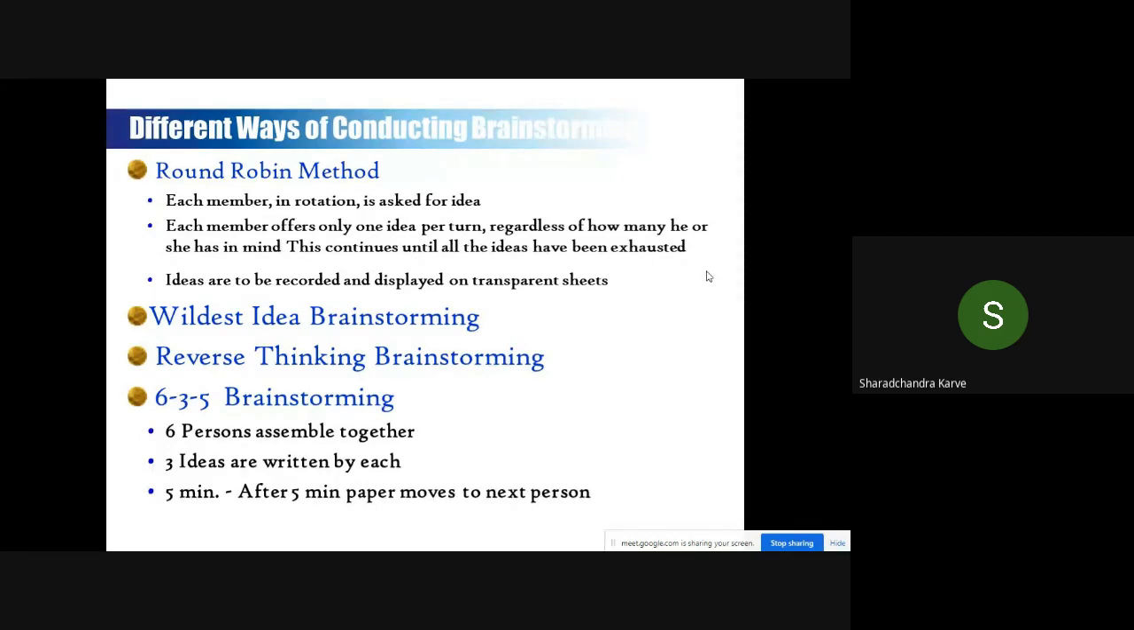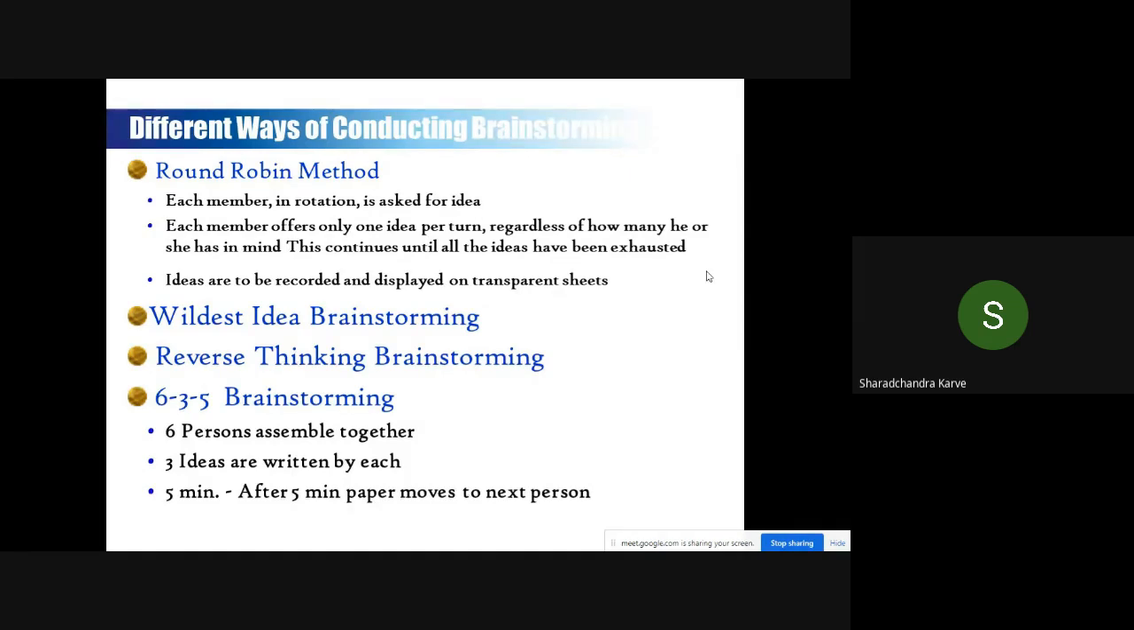So what can be the worst thing, or what can be reverse thinking, and then find out what the different solutions on that are. This type of brainstorming. Then there's a third type which is called 6-3-5 brainstorming.